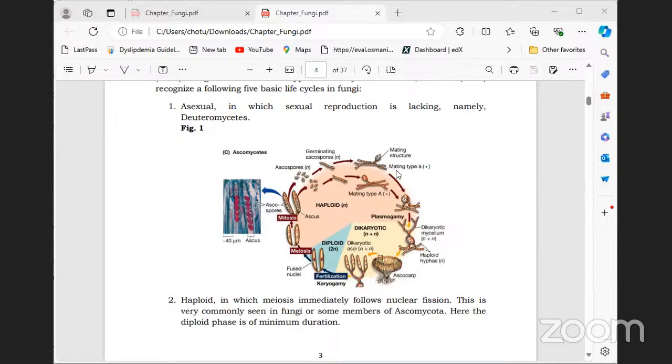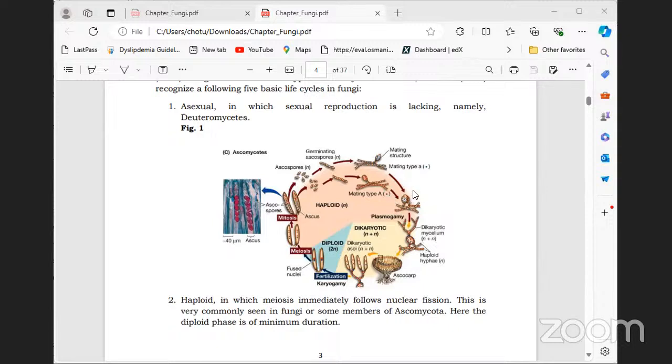See, this is mating type A. Both mating types combine, and this is called plasmogamy. Combination of both mating structures is called plasmogamy. In plasmogamy, the cell wall ruptures and the contents enter into both cells. That is called plasmogamy.